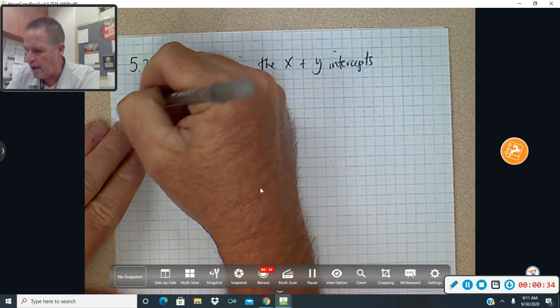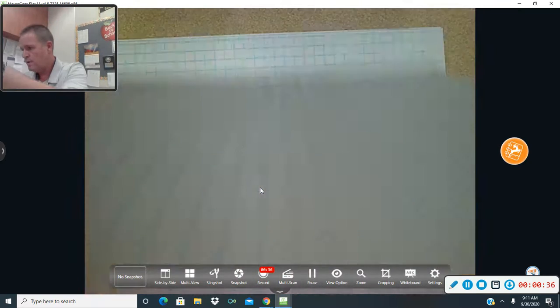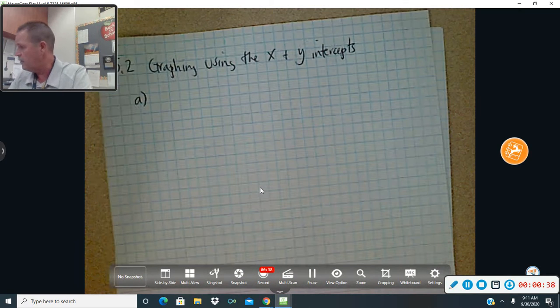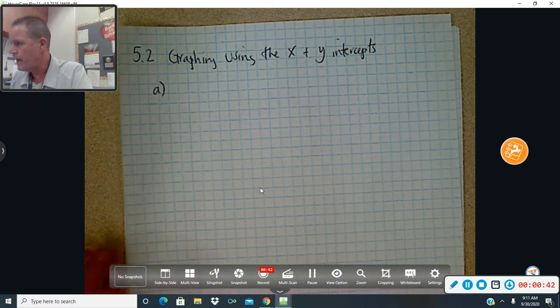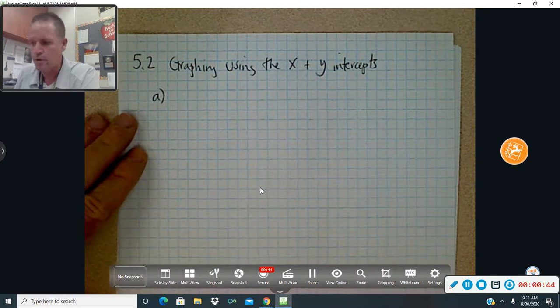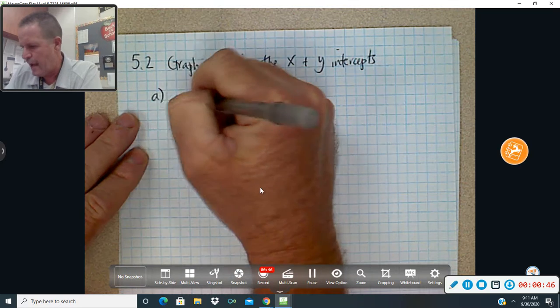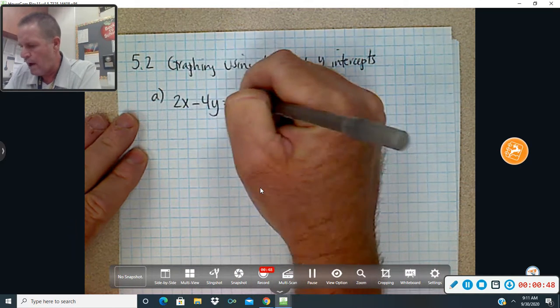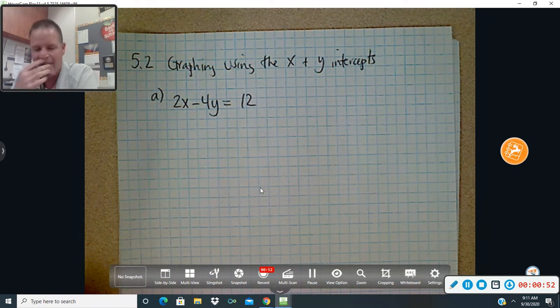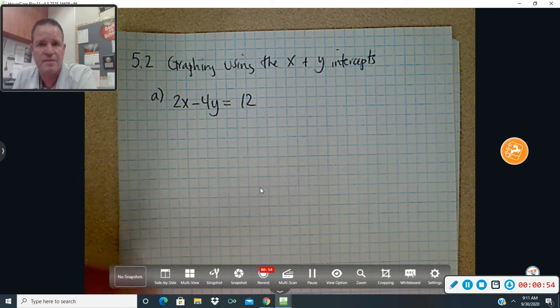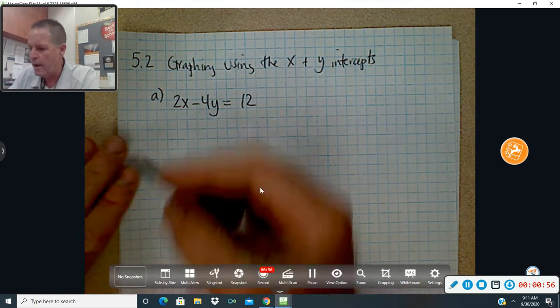We started off with this first example. I was right in the middle of trying to do it, which was, I don't know which one I had given, so let's just start with a new one here. Let's start with 2x minus 4y equals 12. So we want to graph using the x and y intercepts. How do I do this?